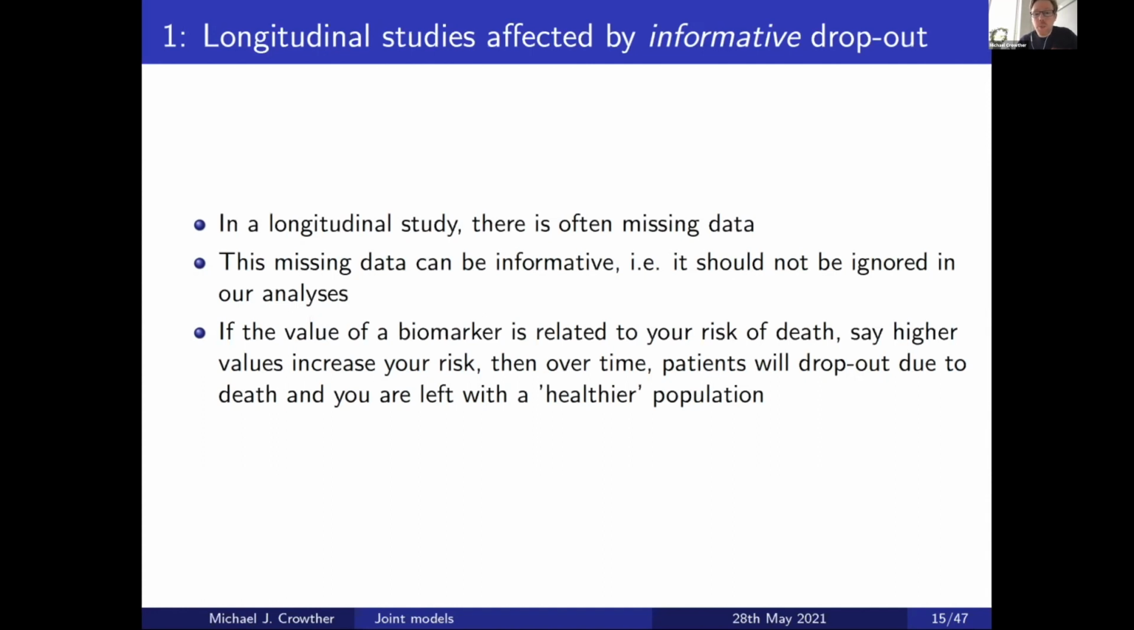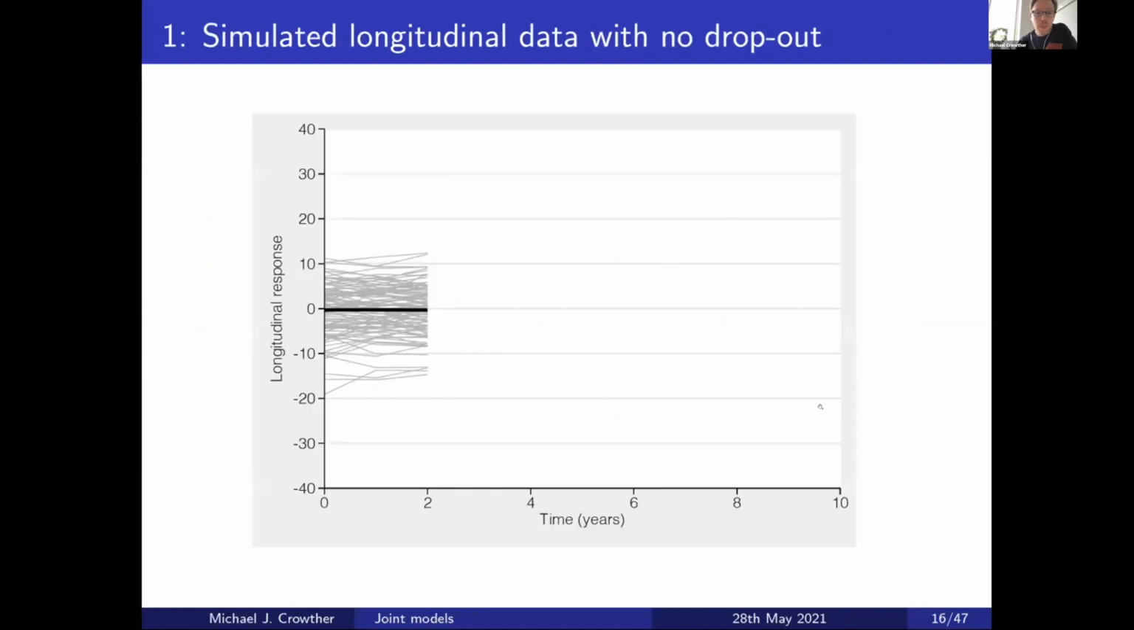Now, if the value of a biomarker is related to your risk of death, say higher values increase your risk, then over time, patients will drop out due to death and you're left with a healthier population. In other words, we have an informative dropout mechanism that we need to account for. Now, I think it's easiest to visualize this aspect through a little simulated example. I'm a big fan of simulation.